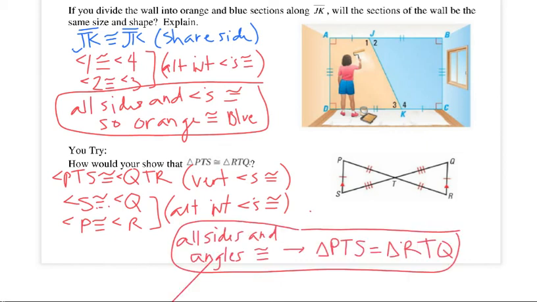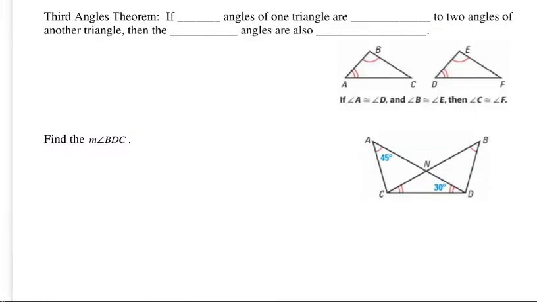In this third angles theorem, we know that if two angles of one triangle are congruent to two angles of another triangle, then the third angle is also going to be congruent. So the third angles will be congruent to each other. So in the picture down below, one thing we might want to do is draw the two triangles separately.